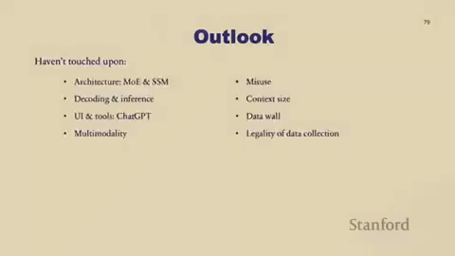Outlook. There are many things we haven't talked about. We haven't talked about architectures. We definitely haven't talked about inference. There are many other things that are important with LLMs. What is the UI that you use? I mean, arguably with ChatGPT, the big novelty was just to have a simple UI to use it. Multimodality, what are all the misuses you could have? The fact that there might not be enough data on the internet to train all these models. Legality of data collection. So many other things.